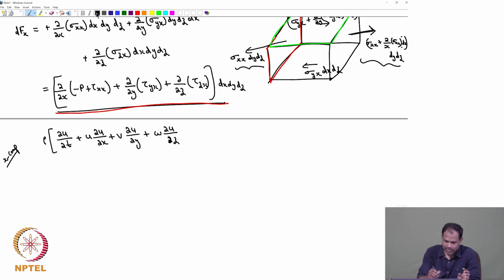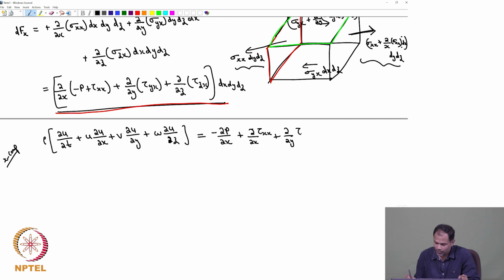So, that has to be equal to the shear stress, the surface forces that we have calculated, minus ∂p/∂x plus ∂/∂x of τxx plus ∂/∂y of τyx plus ∂/∂z of τzx plus ρgx, which is the body force. Okay, so that's a full expression for the momentum conservation in x direction.